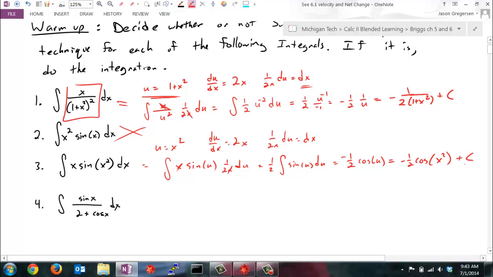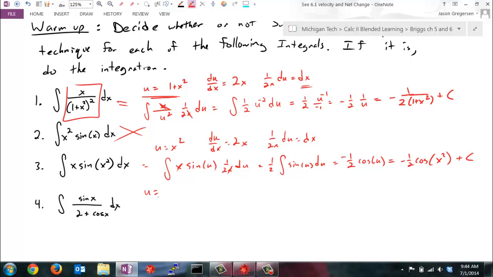On the last one, is this one a candidate for substitution? I see some yeses, some no's. If it is, what would I try for my u? Seems like I have a couple options, right? The derivative of 2 plus cosine should give me something like sine. The derivative of sine should give me something like cosine. Can I use either of them?